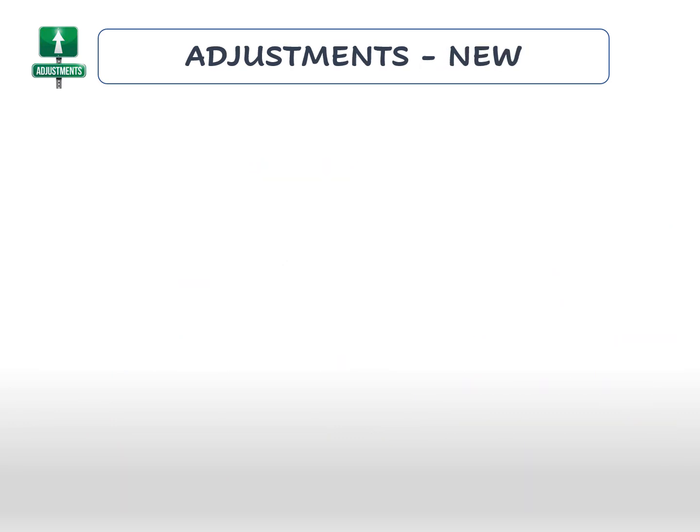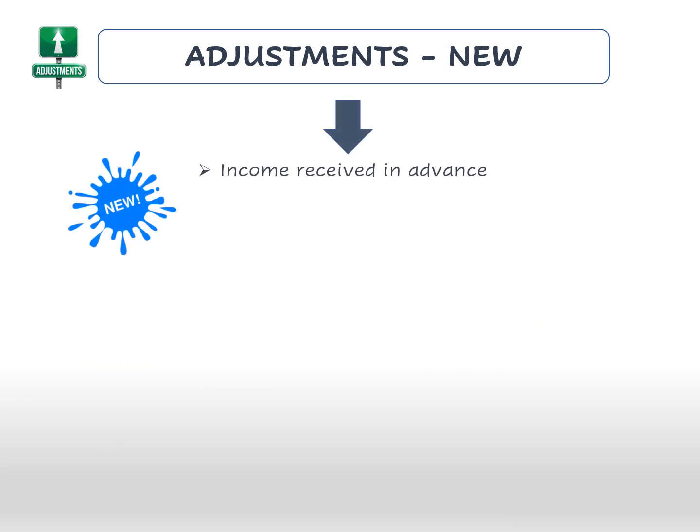The new adjustments that you will need to learn about in this section: income received in advance, accrued income, that's income owing, prepaid expenses, and accrued expenses. Those are expenses that are owing.